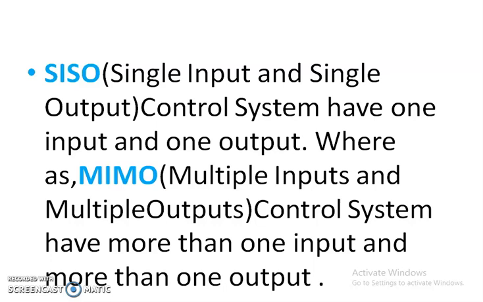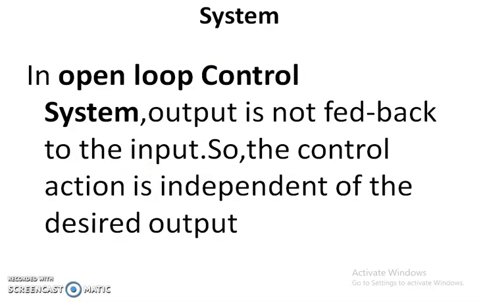So what is SISO? Single input, single output system. It has one input and one output, whereas in MIMO, the multiple input multiple output control system has more than one input and more than one output. Then open loop and closed loop control systems.